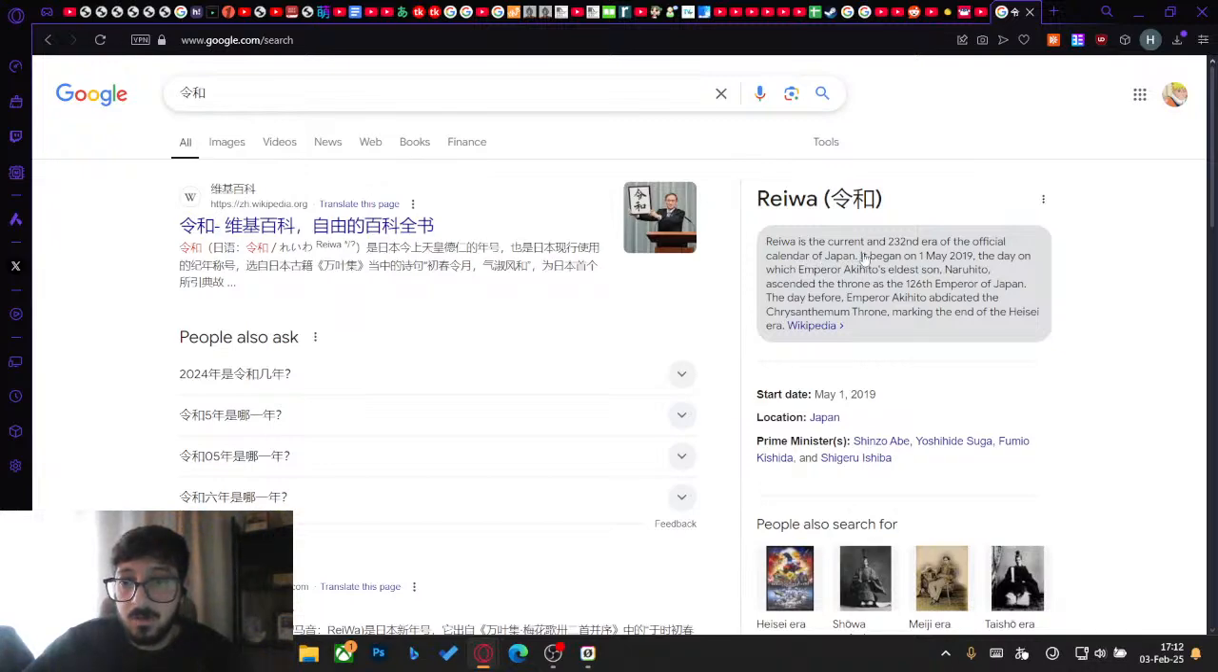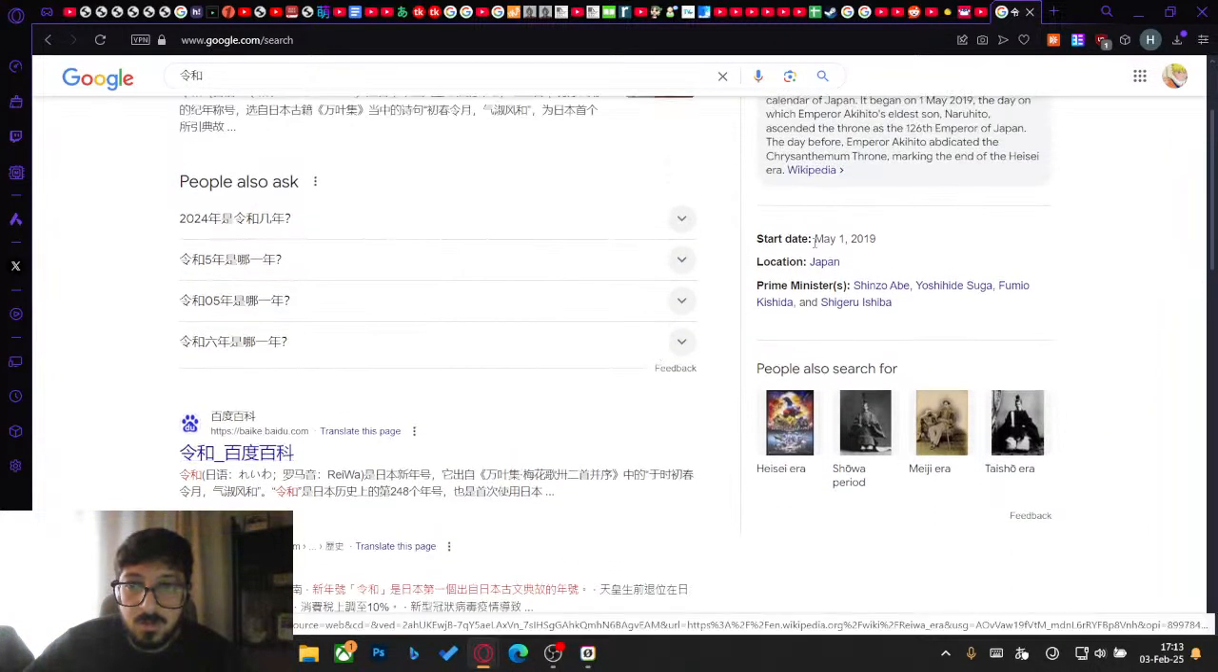It began the day on which. Wait, it began. How is it 232 era and began in 2000? Yes, the calendar starts with every new emperor at 0. Every new emperor at 0. Wait, I don't understand. So 2019. Wait, Japan has an emperor now? How did it start in 2019? I don't understand.